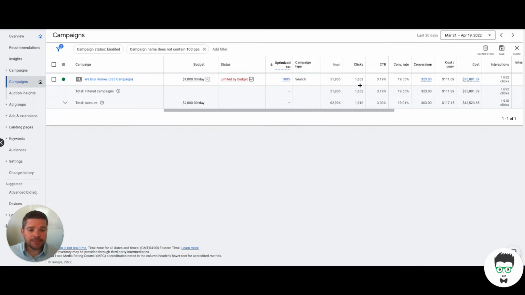We've driven 1,652 clicks in that 30-day window with a conversion rate of 19.55%. It's pretty good. 323 conversions or leads, and a cost per acquisition of $111 per lead, with a total monthly cost of $35,881.39. So pretty great campaign. This is going really good for us.